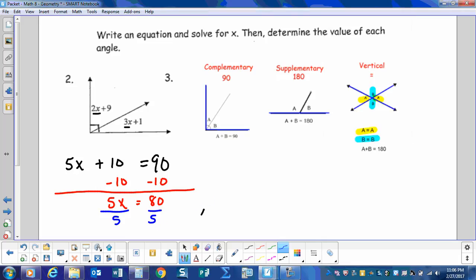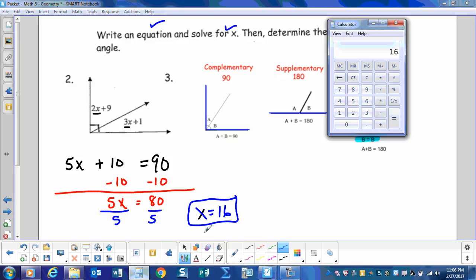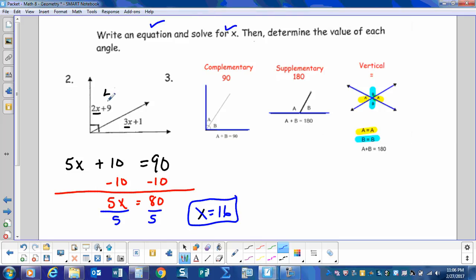x is 16. So we wrote an equation, we solved for x, now we need to determine the angles. So we need to substitute 16 back in. So we're going to say 2 times 16 plus 9. So the measure of this first angle is 41.